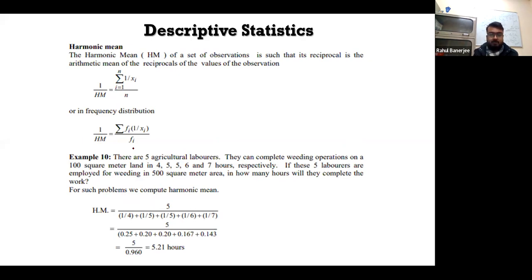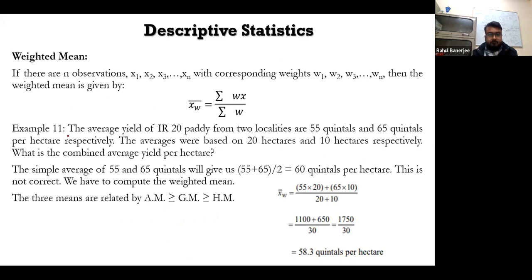For the harmonic mean, this is the formula. So this n will go up. This is 5 because there are 5 laborers, and you have to find 1 by 4, 1 by 5, 1 by 5 and 1 by 6, because they can do it in 4 hours, and so on. So for how much in 1 hour? In this way, this will be 5.21 hours. For this particular kind of example, you have to go for the harmonic mean, and this is how you calculate it.